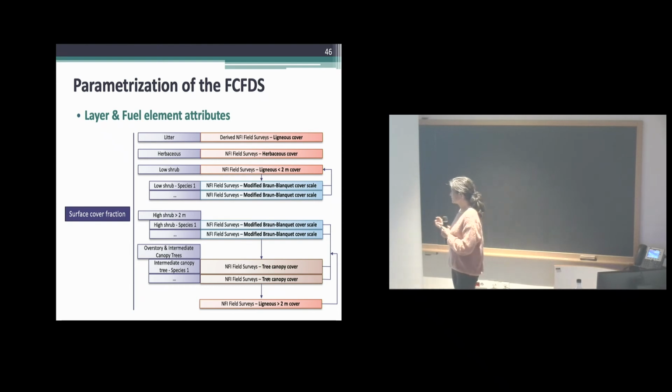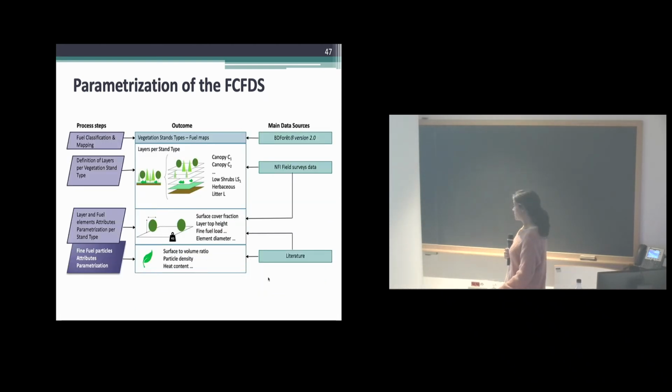I don't know the word in English. The different measurements have to match. So we have to go back and validate that the different values that we considered were right. Concerning the field particle attributes, we just took a look at the literature, where there's an extensive database concerning the particle attributes commonly used for fire behavior models.